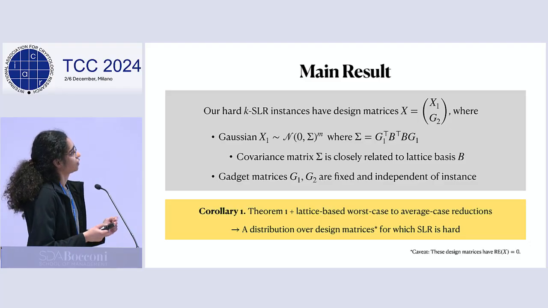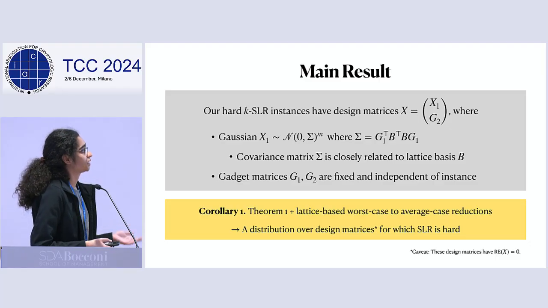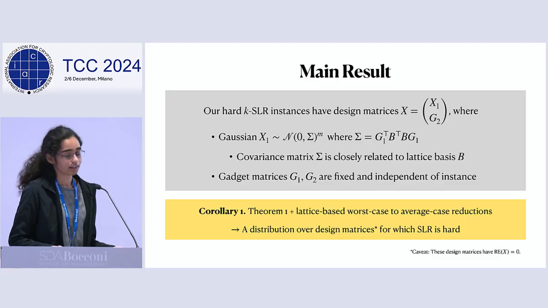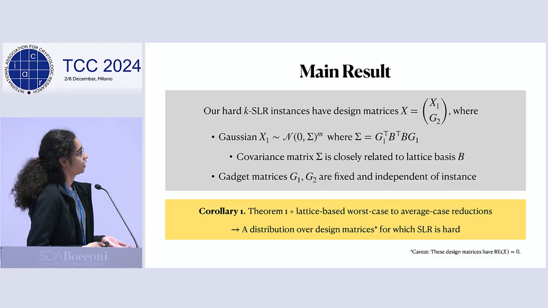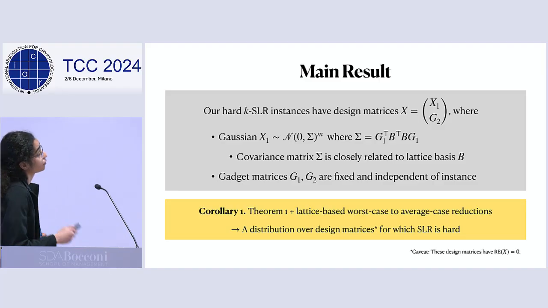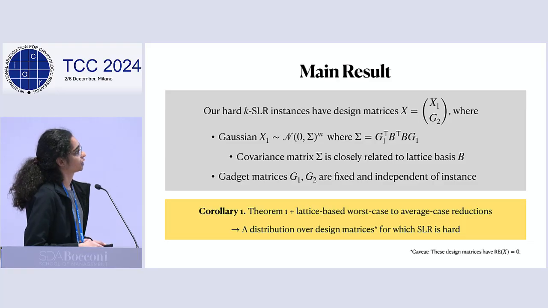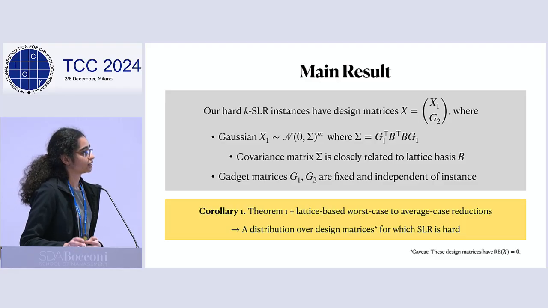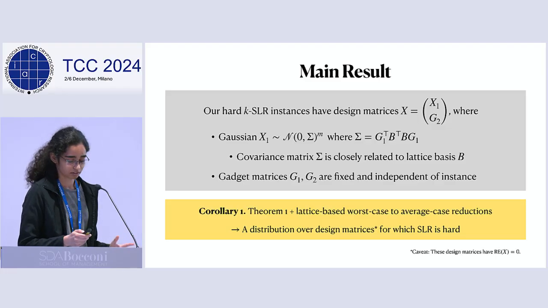Composing this theorem with worst case to average case reductions in the lattice world gives us a distribution over design matrices for which SLR is hard. And as far as we know, this is the first average case hardness result for SLR. But the caveat is that when we do this composition with the worst case to average case reductions, these design matrices have RE constant 0, so we don't get a lower bound that says the RE constant bound is tight.